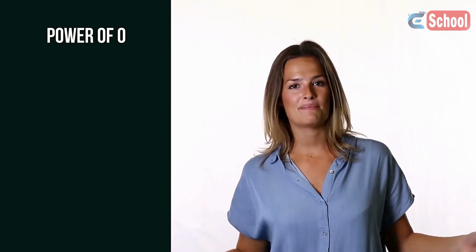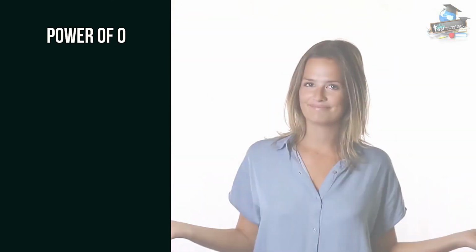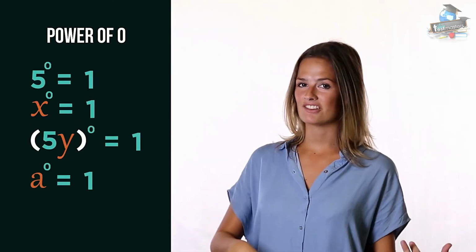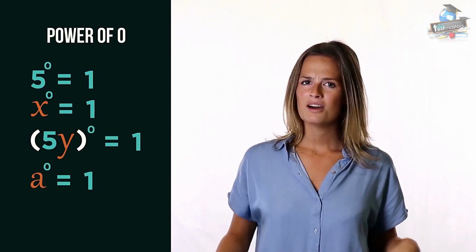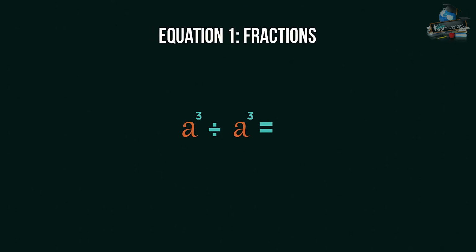So what do you notice about the power of 0? Anything to the power of 0 is 1. But why is this? Let's use our knowledge of fractions and also dividing indices to see why. Do you agree that anything divided by itself is 1? So a to the power of 3 goes into a to the power of 3 once. That's our first equation.